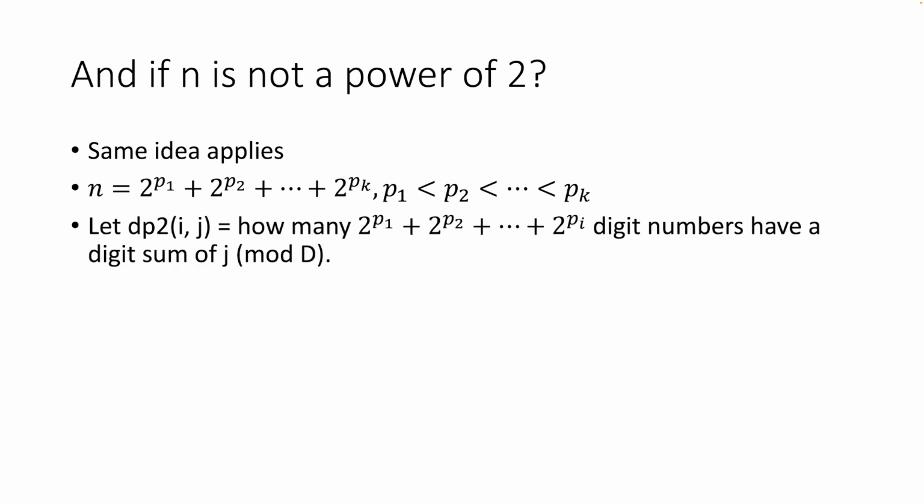Let dp2 of i and j be equal to how many 2 to the power p1 plus 2 to the power p2 plus ... 2 to the power pi digit numbers have a digit sum of j modulo d. The final answer will be in dp2 of k and 0. The math for this recurrence is very similar, and I will leave it as an exercise in this video.